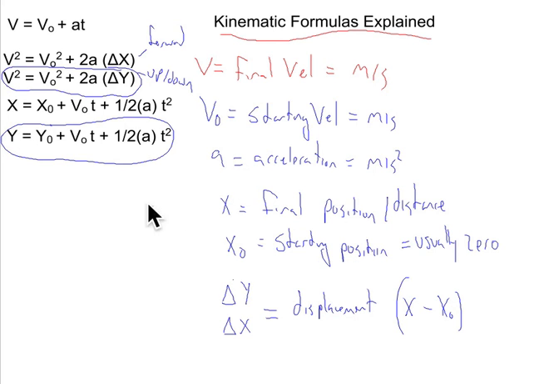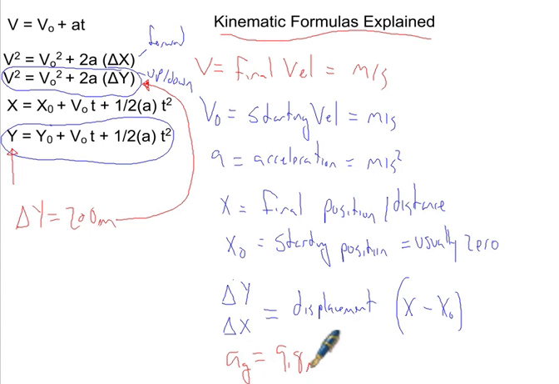So if you know that a building is 200 meters tall, well, then you know your change in y equals 200 meters. Or the 200 would go there. If you're using this formula, the 200 would go there. Also, just a hint, if it's acceleration in a falling object, the y ones, acceleration due to gravity is always 9.8 meters per second squared. So that's a formula walkthrough to be able to work those out.